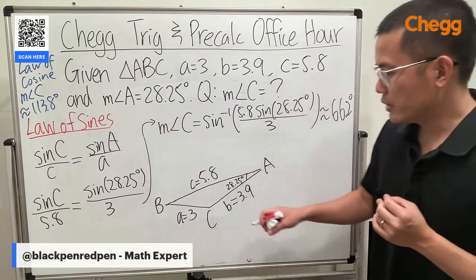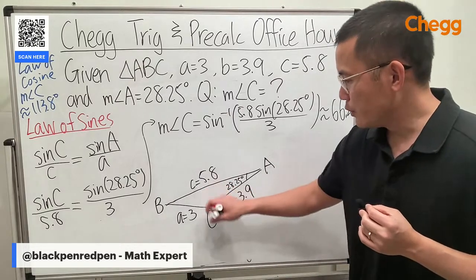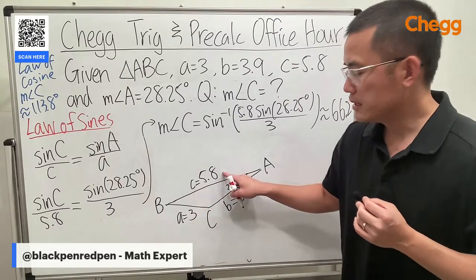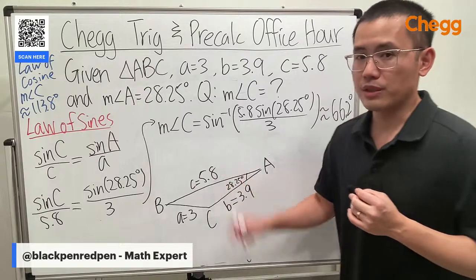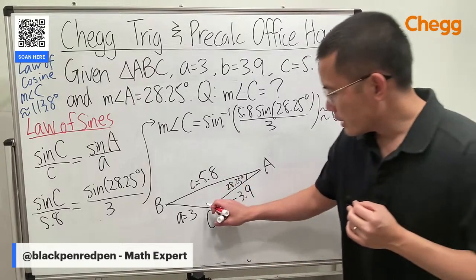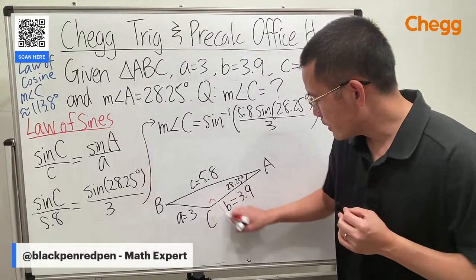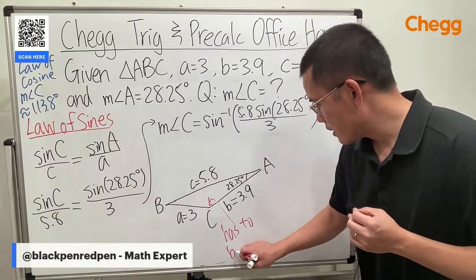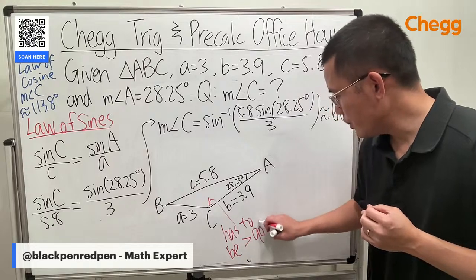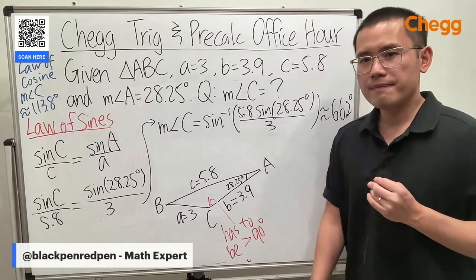Why? Because you can use the Pythagorean theorem. If you use the Pythagorean theorem, you see that the square of this is more than the square of this plus the square of that. So this C right here has to be greater than 90 degrees. All right?